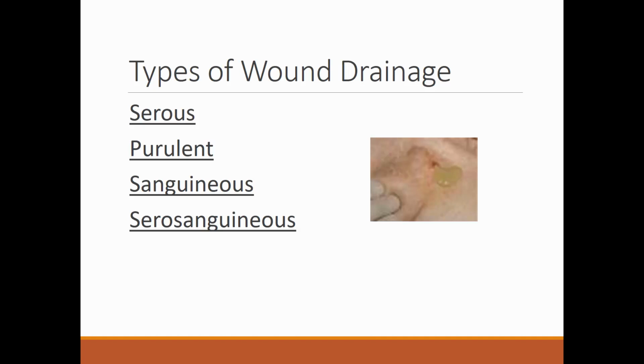Sanguineous drainage is fresh bleeding and is bright red and thicker than serous drainage. An example here is drainage from a new surgical wound or immediate output after surgery. And then serosanguinous drainage is clear with blood streaks. It looks a little like Kool-Aid and it's thin. So an example of this is what might come out of a surgical incision.